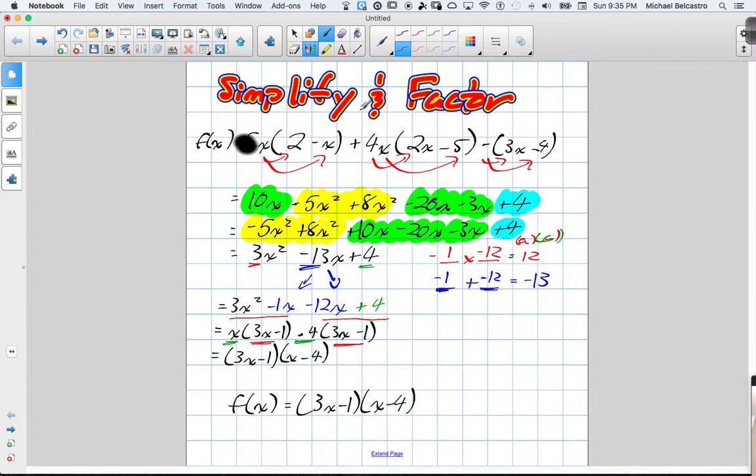Again, quite a bit of factoring to this. We had to expand all of our terms, simplify them, and then use some decomposition factoring to get down to our last term here.